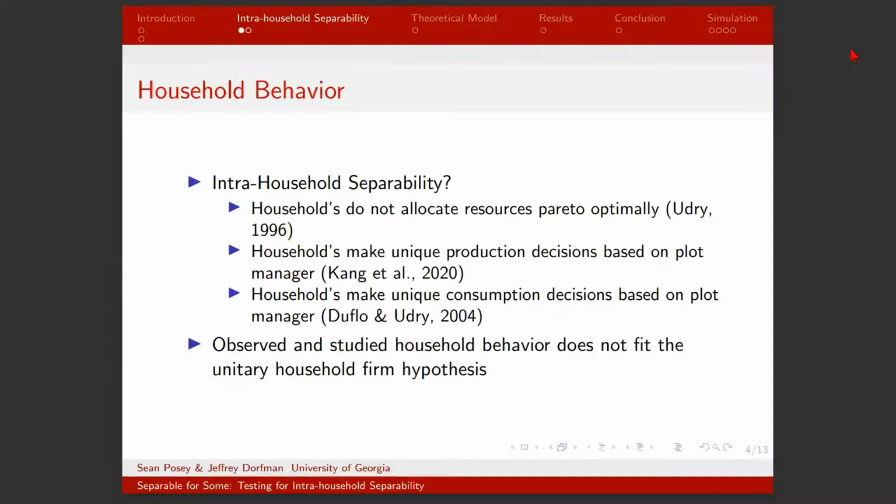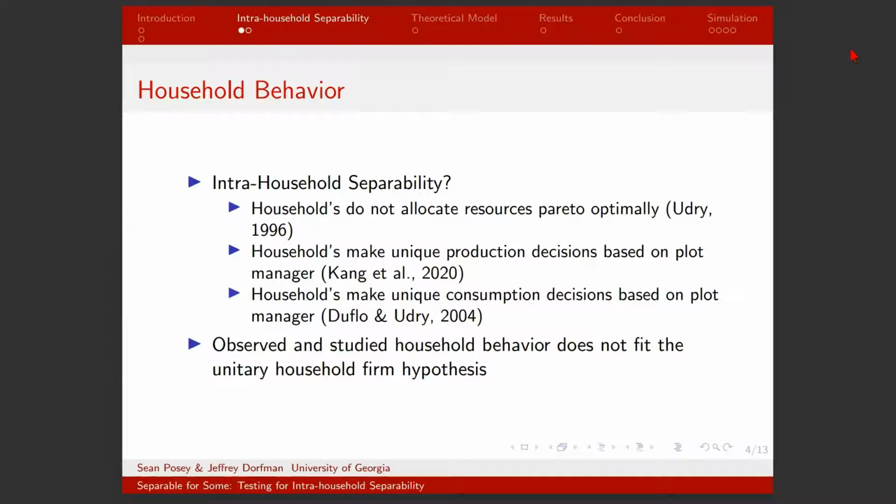All right, so why do I think that there could be intra-household separability? We have a lot of literature to look at. I picked a few of them. The famous Udry 1996 looked at the non-cooperative model for the household and tested its assumptions. It found that households do not allocate resources optimally, and that specifically female managed plots were undersupplied labor, while male plots were oversupplied labor, based on this unitary household model.